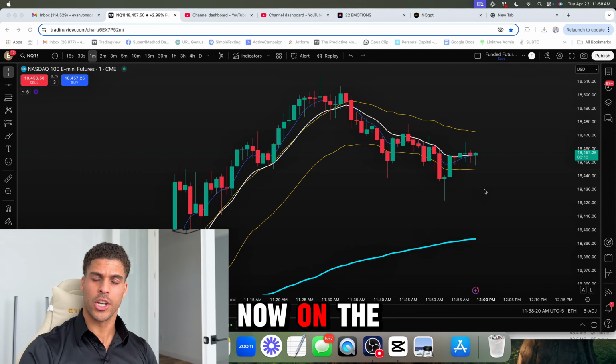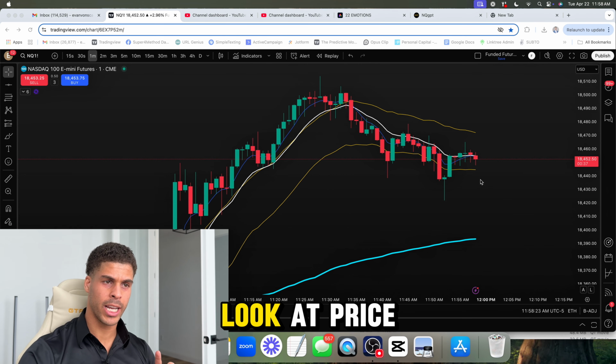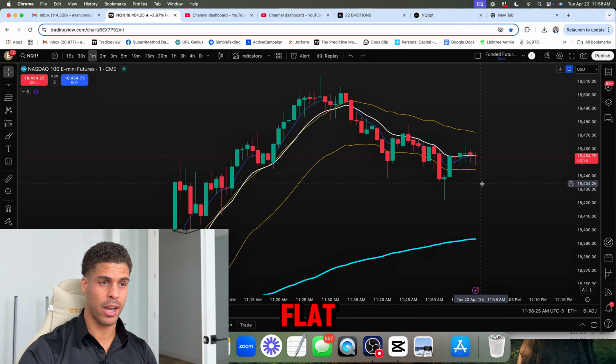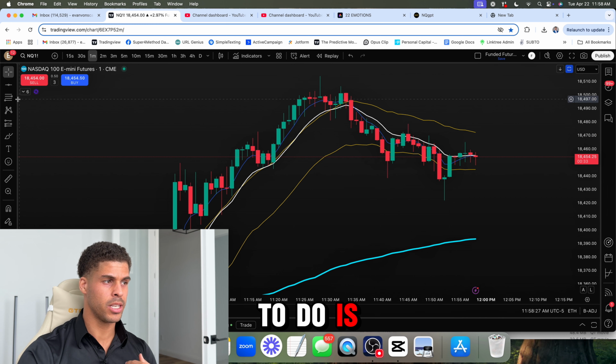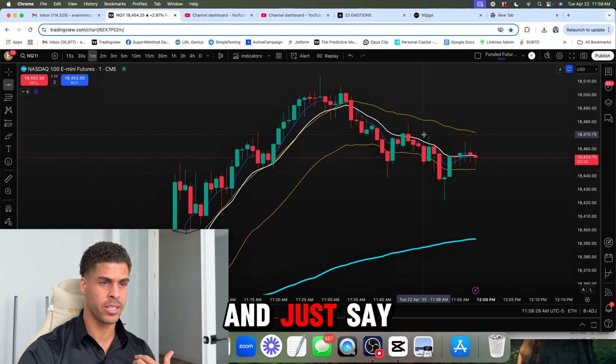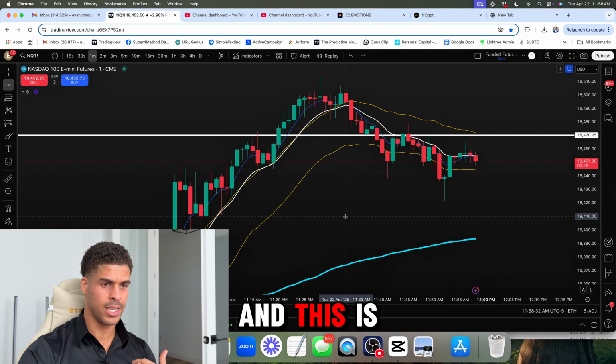Easy to understand. Now on the chart level, it's very clear because we can look at price and say, okay, it's basically flat, we should wait. And so what I like to do is find the top and the bottom of a region and just say no trades until we break out. And this is kind of how I would do it.